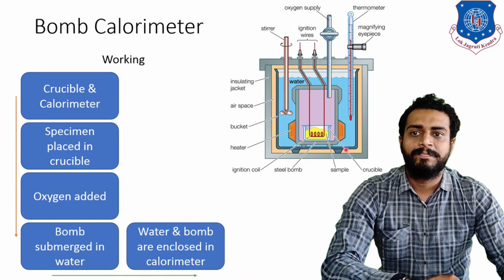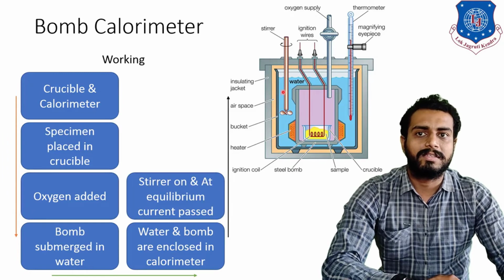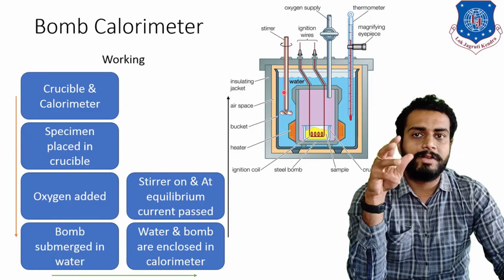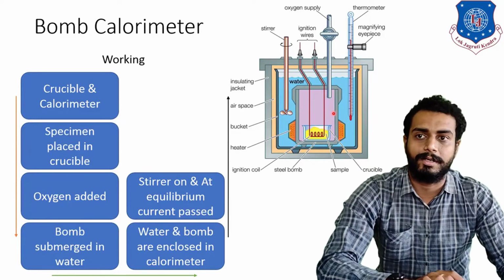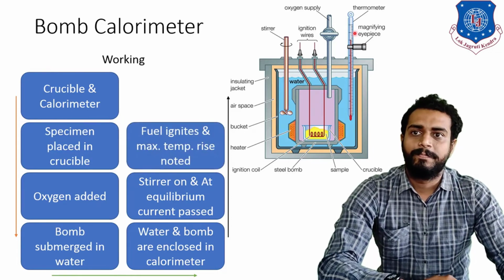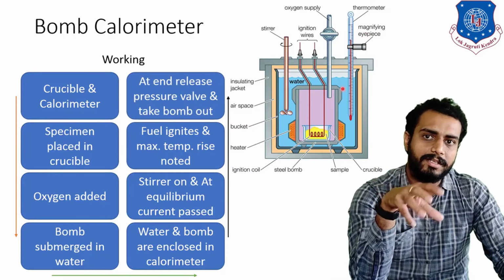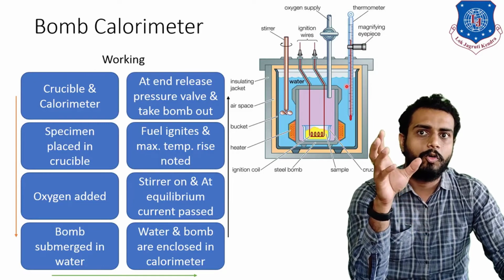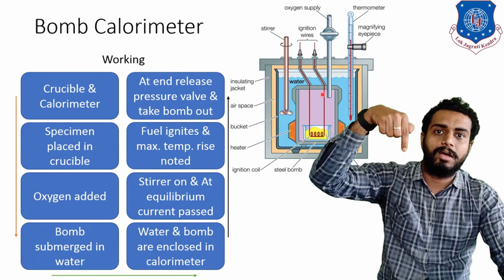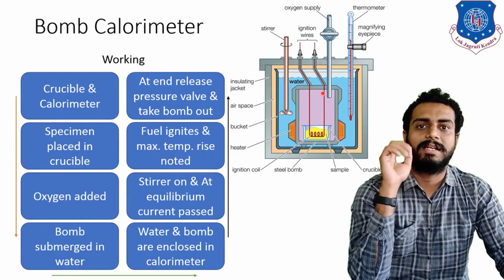Next, the stirrer is switched on, and at equilibrium the current will be passed. Initially the stirrer will be started and you will wait for 5 minutes, so the temperature will be distributed uniformly, and then you will pass the current. The fuel will ignite and the maximum temperature rise will be noted. Then at the end, release the pressure valve and take out the bomb. When the process is over, you will open the lid of the calorimeter and take out the bomb. You will have to remove the oxygen first, and then open the bomb. Keep that in your mind.